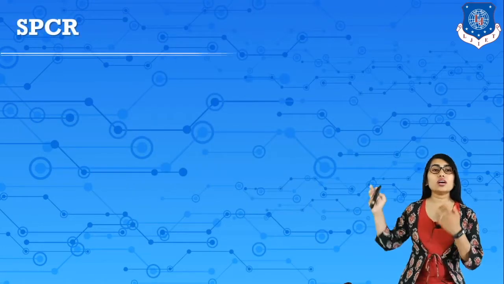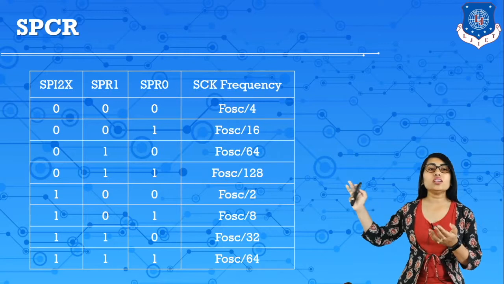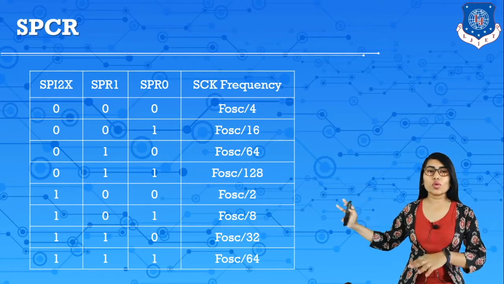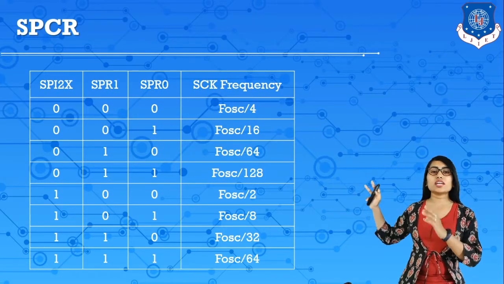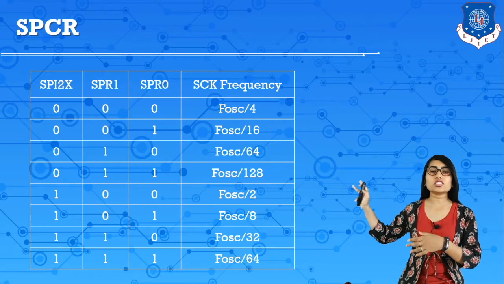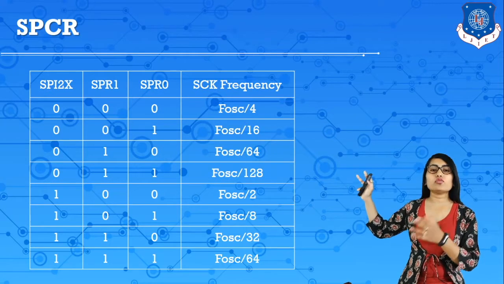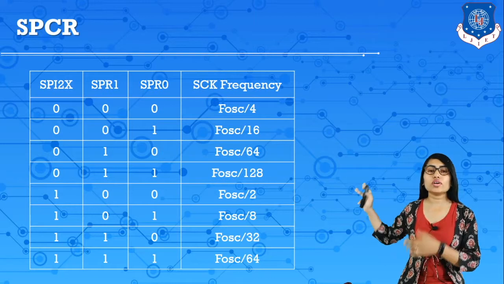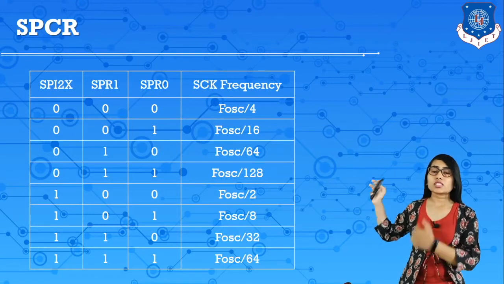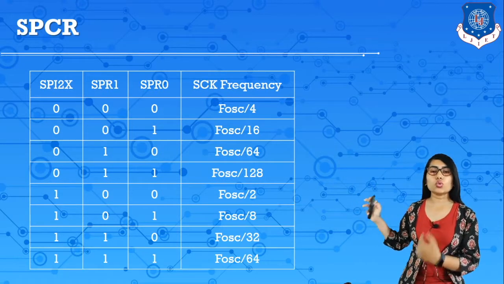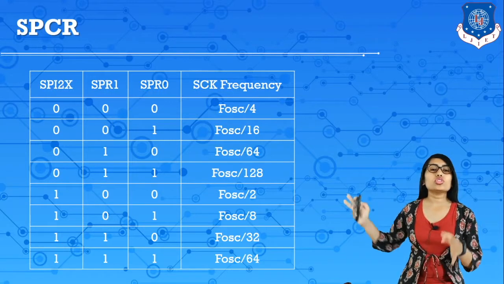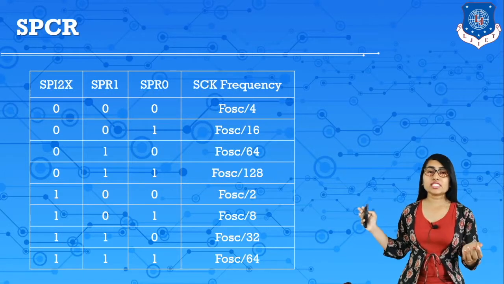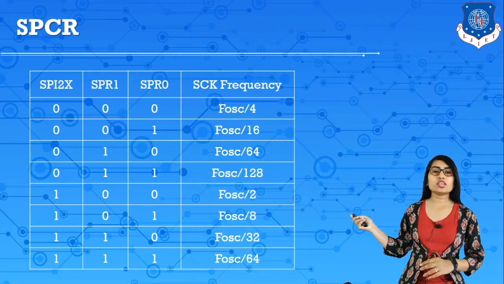So these are all the modes in the SPCR, SPI2X, SPR1 and SPR0. So here we have the clock frequency. If all bits are 0, then FOSC divided by 4. If 001, FOSC divided by 16, then 64, 128, 2, 8, 32 and 64. So these are all the deciding factors for the SPI clock frequencies.